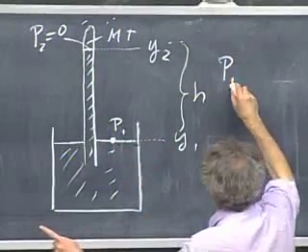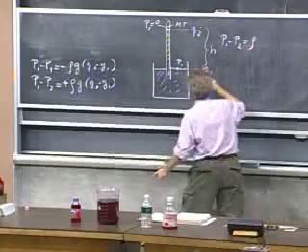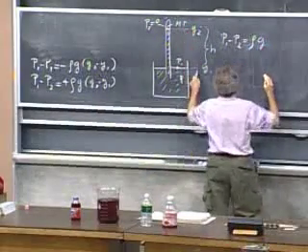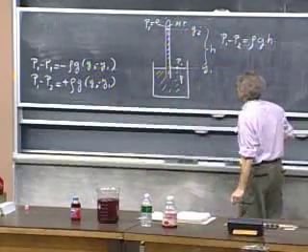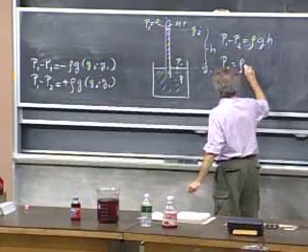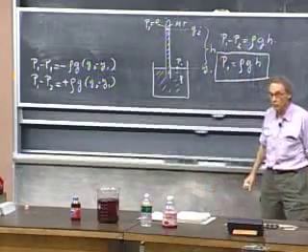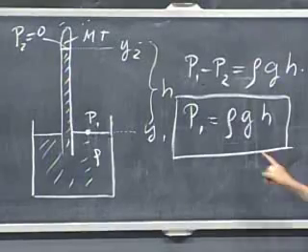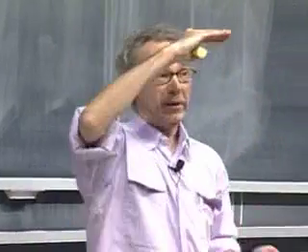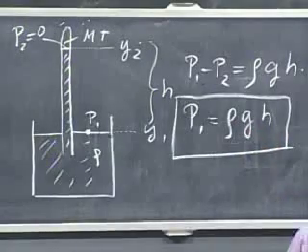Well, P1 minus P2 equals rho of the liquid times G times Y2 minus Y1, which is H. But P2 is 0. So P1 equals rho GH. And that is the barometric pressure. So all I have to do is take a liquid, know the density of the liquid, measure how far I have to pull that hose up before the liquid breaks loose, and then I know what the barometric pressure is.